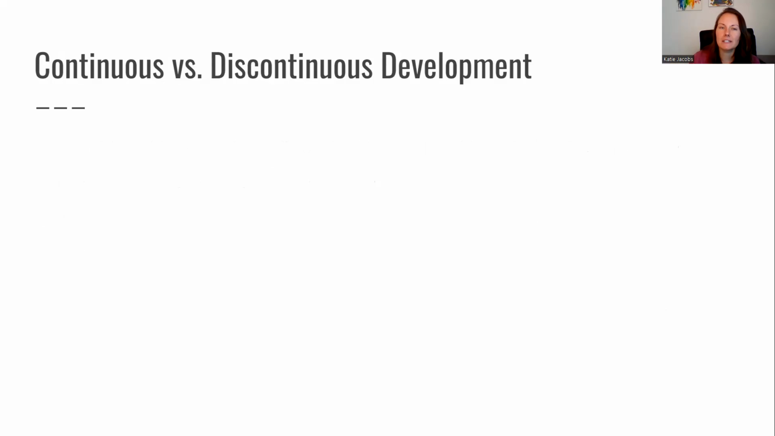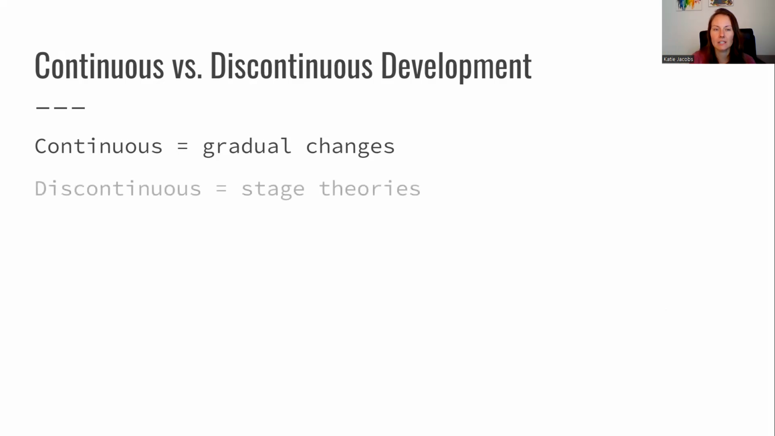Within the class, there are going to be different theorists that look at development in different ways. So here we can look at continuous versus discontinuous development. Continuous just means there are gradual changes across the lifespan, whereas discontinuous development holds that things happen at specific stages. They're kind of disjointed. A stage theorist believes that development occurs in stages that go in a particular order. We'll talk about a few different stage theorists next week, and then we'll continue those stage theories across the entire semester.